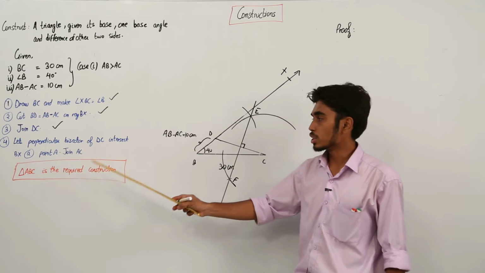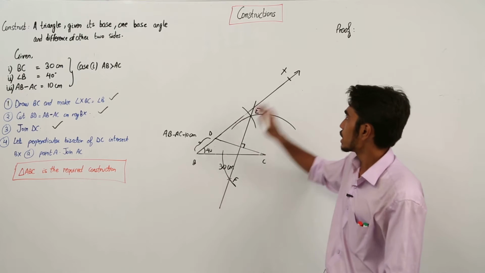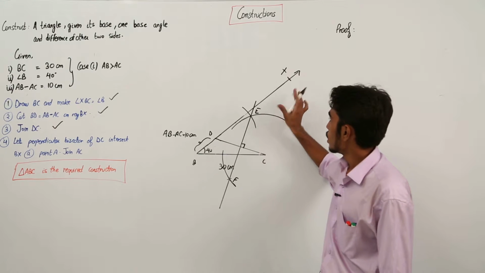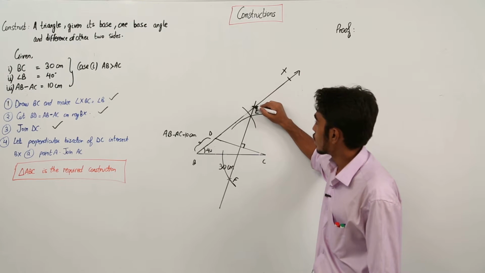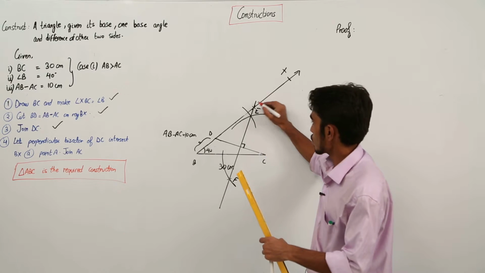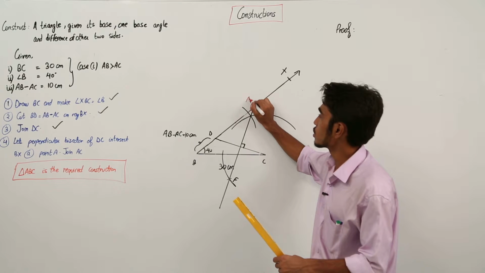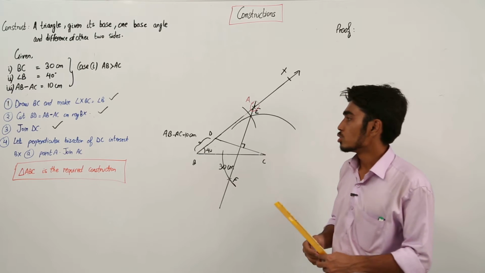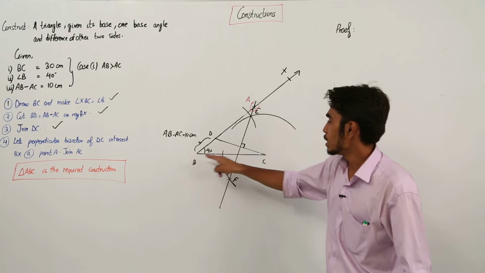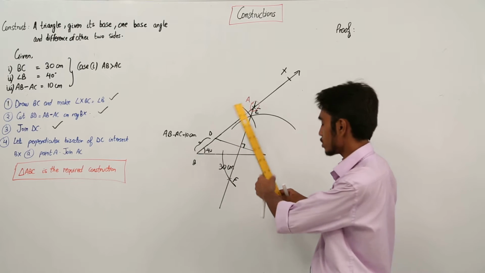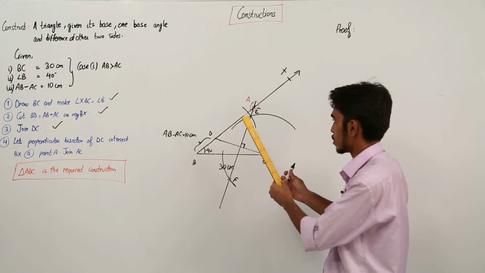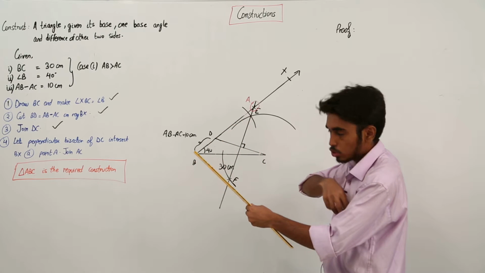Let the perpendicular bisector of DC intersect BX at a point A. So I can see that it is intersecting the ray DX at this point. I'm talking about this point, and let us call this point A. So the construction says that ABC is the required construction. Let me join A and C first. If I join A and C, let me join it with some other line so you are able to see it.